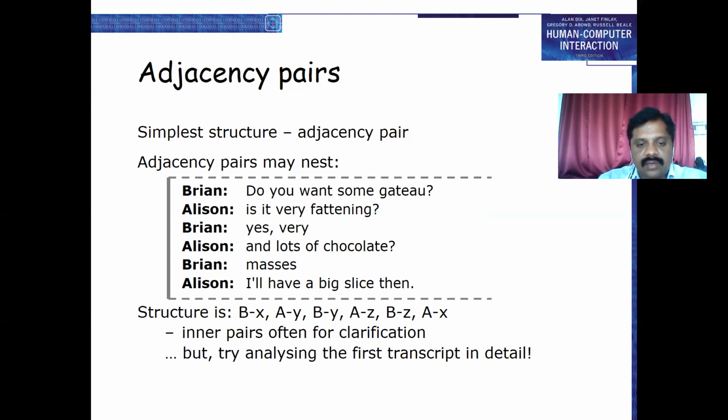When the listener is in Y mode, and after that, B will go to Y mode, A goes to Z mode, and B goes to Z mode, A goes to X mode. So this is like an adjacency pair. Inner pairs are often for clarification, but try analyzing the first transition in detail.